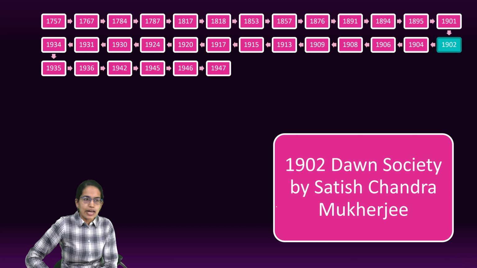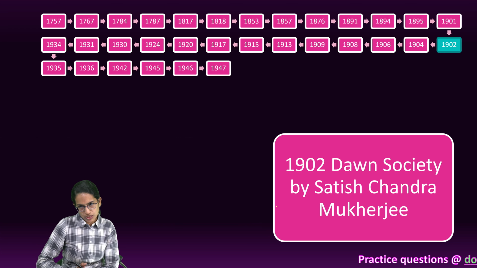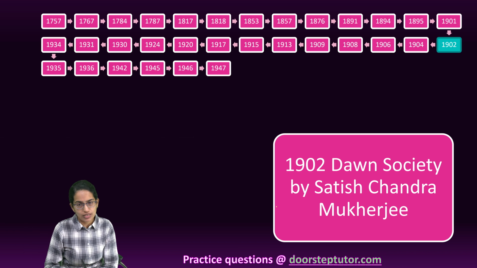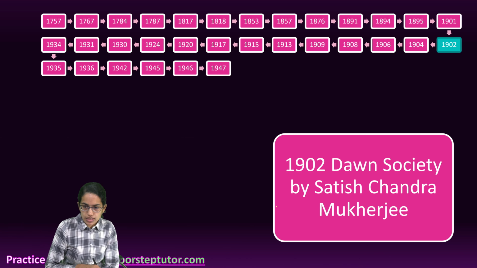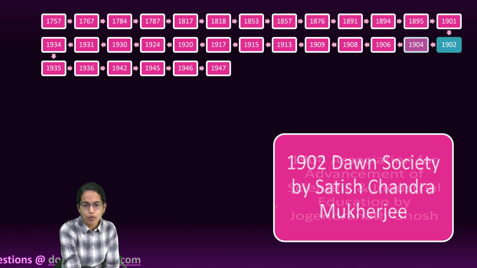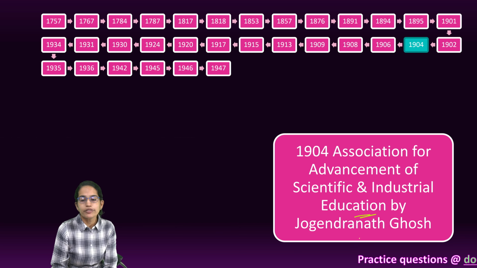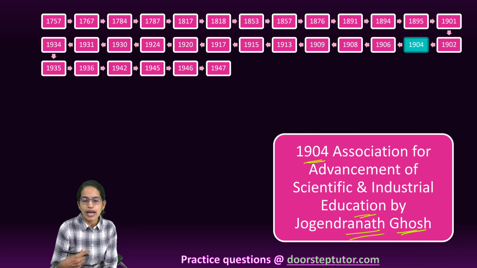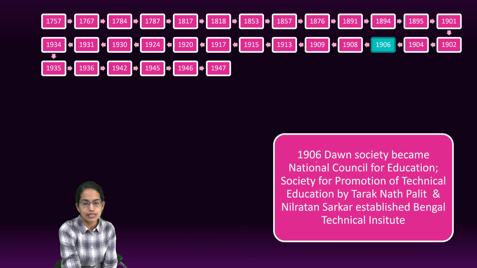And then in 1902, the Dawn Society was established. This Dawn Society was later on converted into the National Council for Education. The Dawn Society was established by Satish Chandra Mukherjee, again important. Then there was the Association for Advancement of Scientific and Industrial Education, which was established by Jogendranath Ghosh in 1904, and that was mainly for development pertaining to scientific equipment and industrial growth.